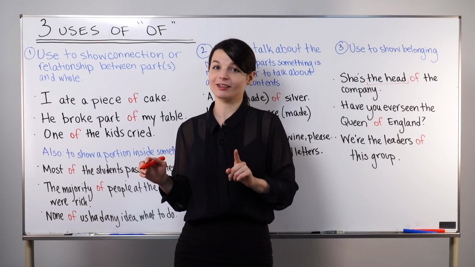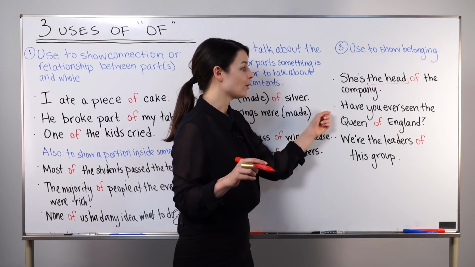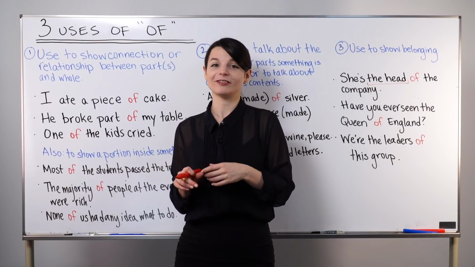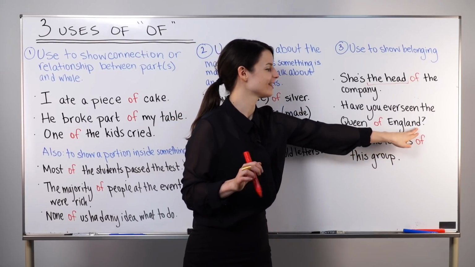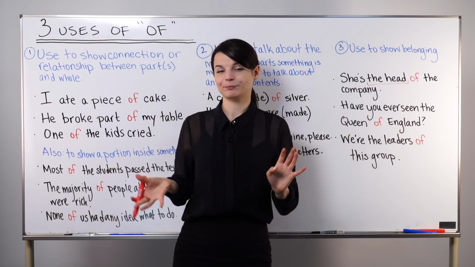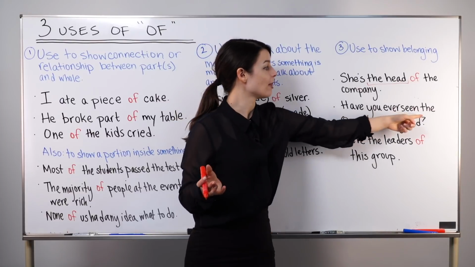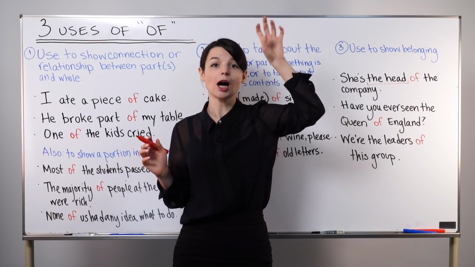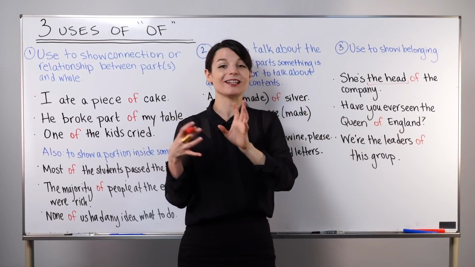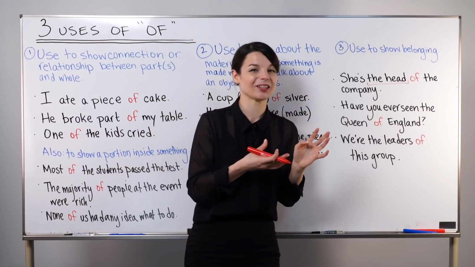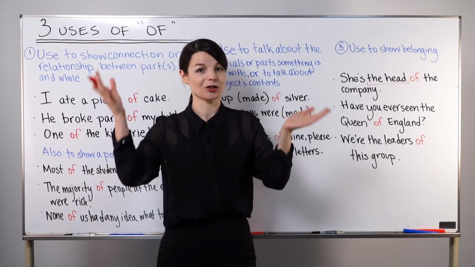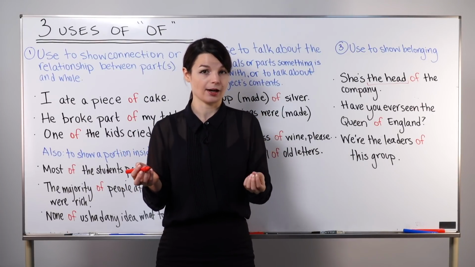Let's look at another example here. Have you ever seen the Queen of England? Here, England is a country, but we think of England as our group, our organization. Queen, then, shows this top-level position. So the Queen of England, meaning she is the queen that belongs to England. So this shows her relationship to this larger organization, in this case, a country.